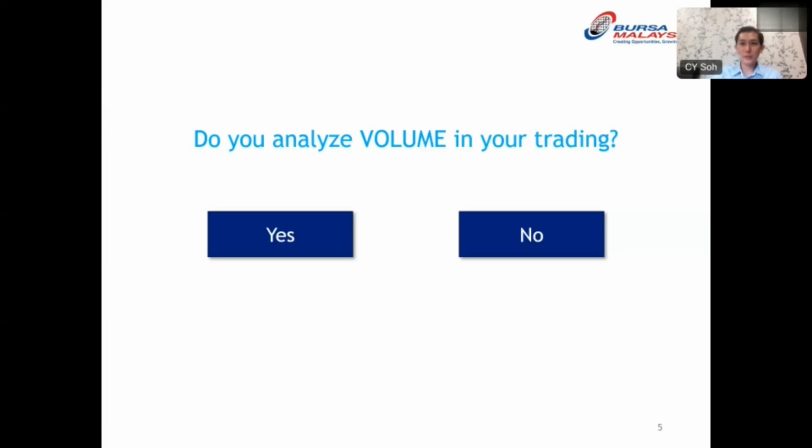Okay, I see some of you do look at volume, some of you do not. Whether you look at volume or not, later on I will be touching a little bit on volume, and we will see whether looking at volume provides value for you in futures trading or not, because sometimes volume may provide good information, sometimes volume does not. So you need to know what information is important for you in futures trading so that you are able to make better decisions.